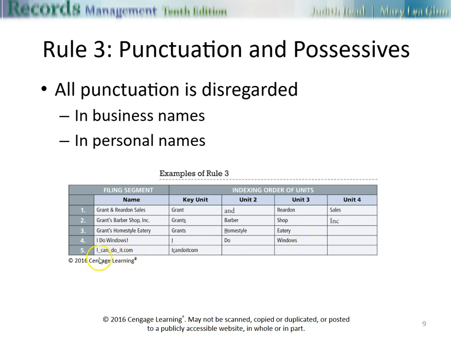And finally, for number 5, notice that we have underscores. So I underscore, can underscore, do underscore, it.com. Because there are no spaces, there's just underscores, this becomes an entire key unit. If there was a space, I space, can space, do space, it.com, then they would be separate units. But because they're just punctuation marks, we would treat this underscore the same way that we treat this apostrophe. We just ignore it and continue writing it. So I can do it, com is our key unit.